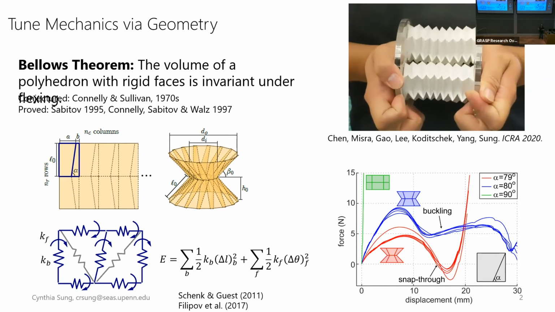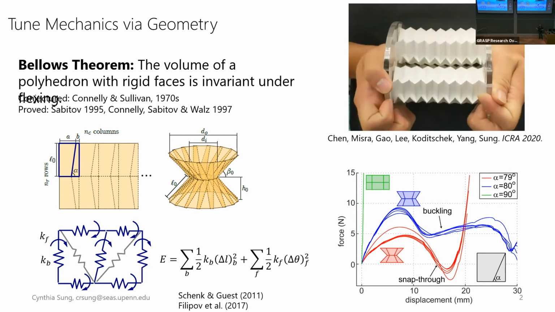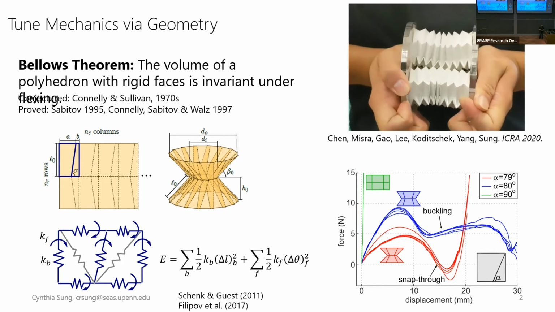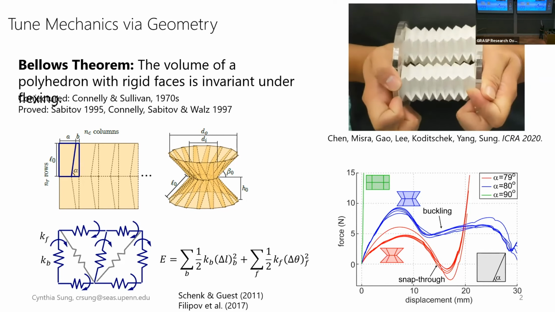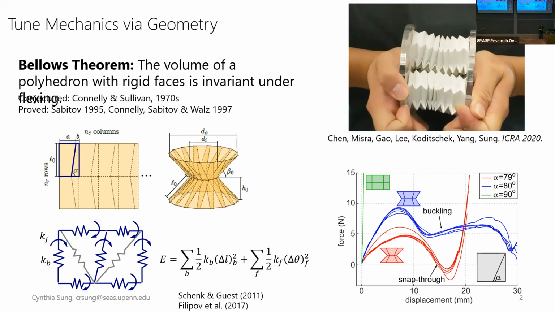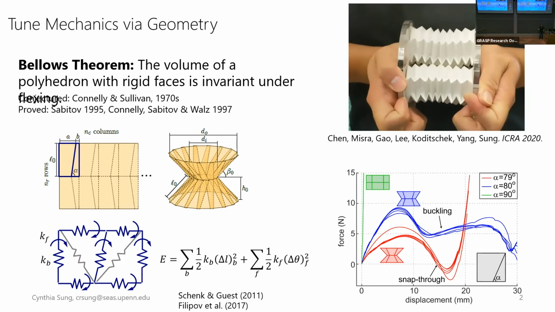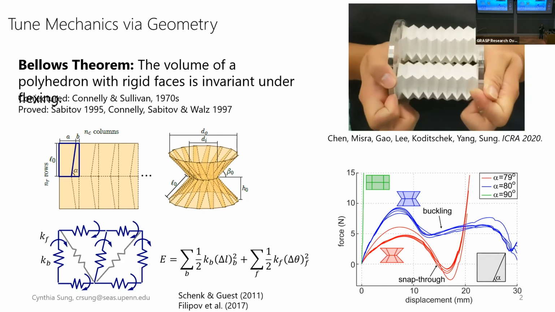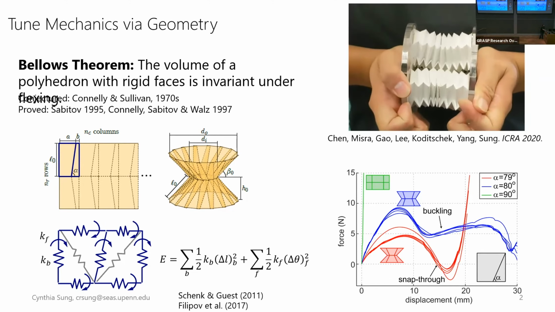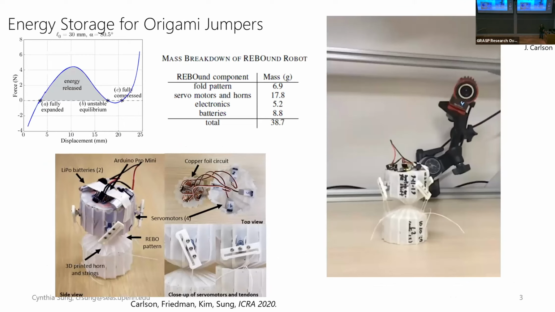And I can predict that if I change the geometry of these patterns, then I can get different types of mechanical responses. So here, what you're seeing in this plot is that by changing a single angle alpha by 1 degree, I can tune the structure to be very stiff. I can get buckling, I can get snap through. And I can use this type of idea in order to create a variety of different types of robots and functionalities.